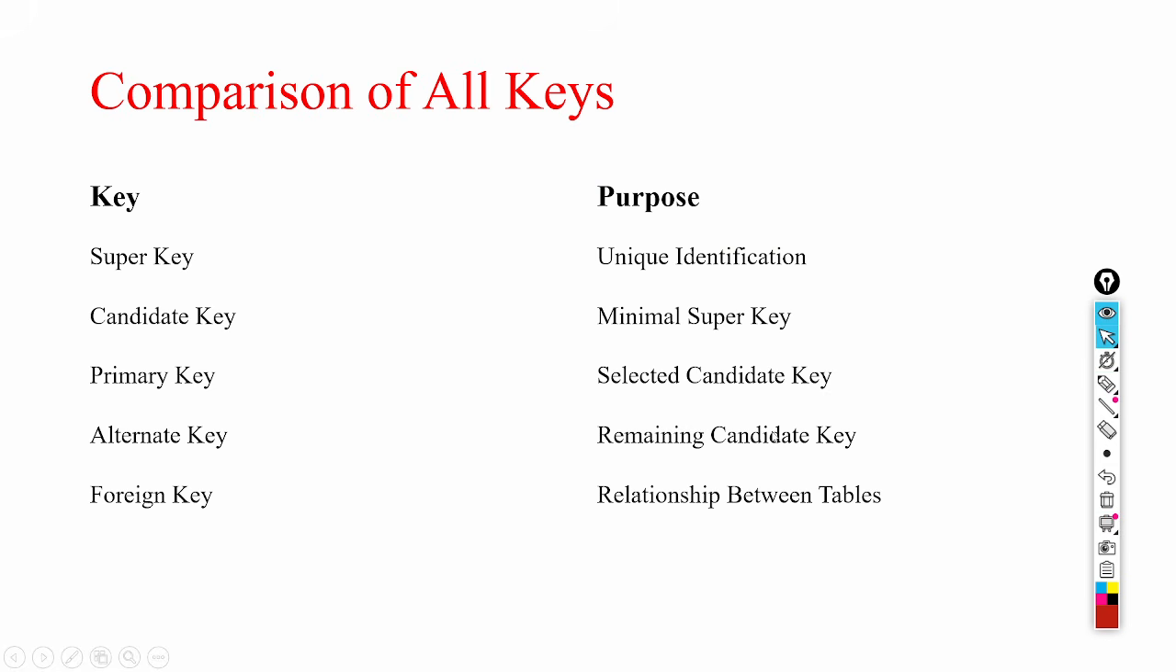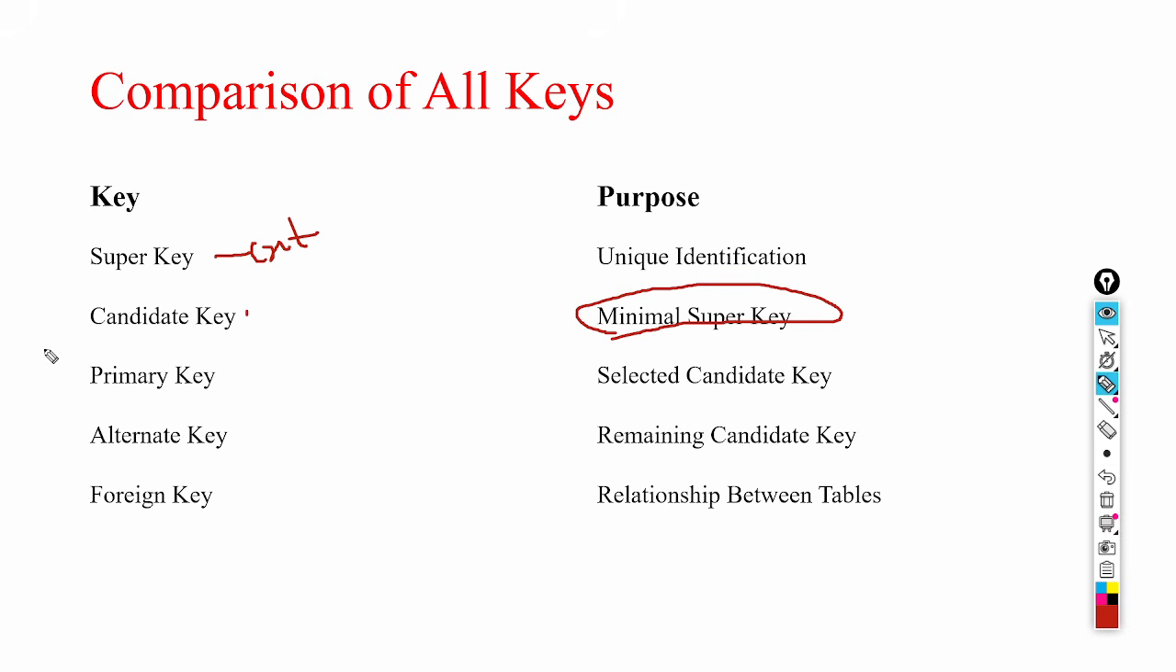So there is a comparison of all keys. Simple, and we will remember this trick. The super key is the unique identifier, so unique identification of records we call a super key. The candidate key is nothing but a minimal super key. In a super key, extra information is there, but in a candidate key, there is no extra information.